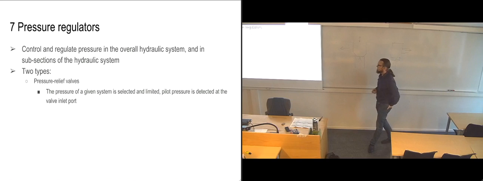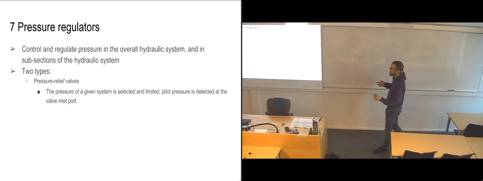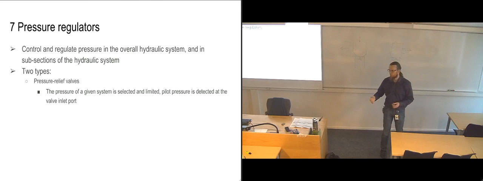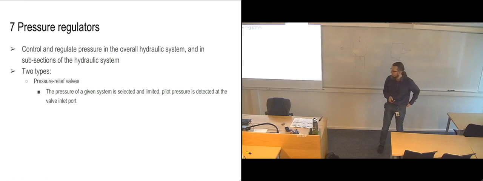So you select what pressure you want to have them at. You can usually adjust them, and they usually have a range, so that if you have a system that's running around 200 bars in your hydraulic system, it might be nice to choose a pressure regulator that has a range of, let's say, 190 to 230 bars, so that you could actually regulate it a bit up and down, depending on what you want as the maximum pressure in your system.